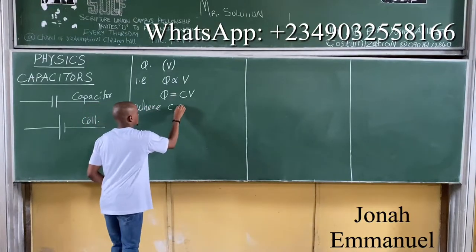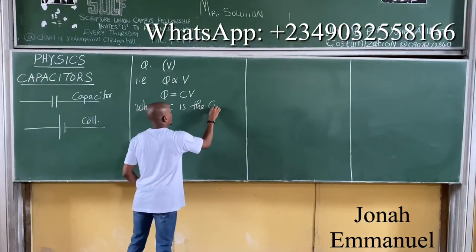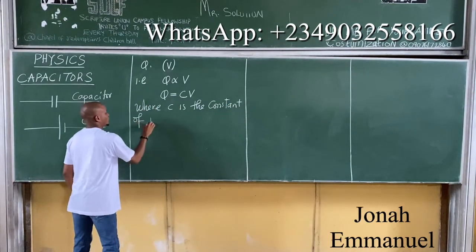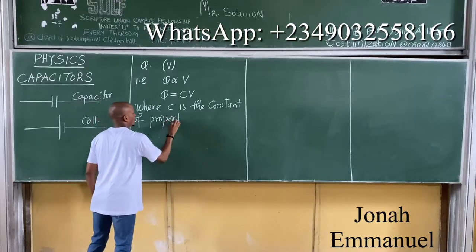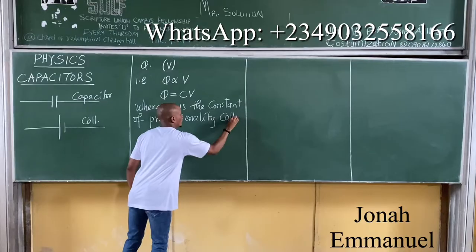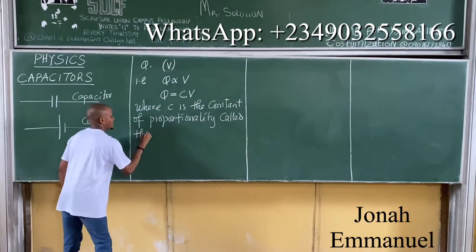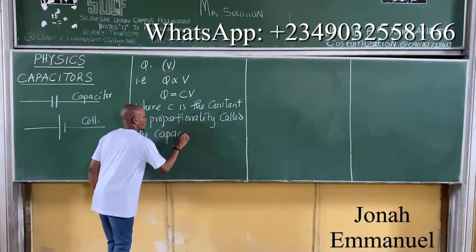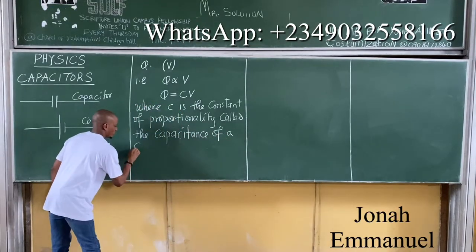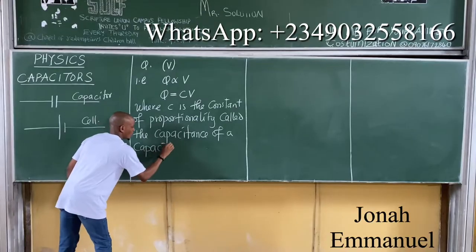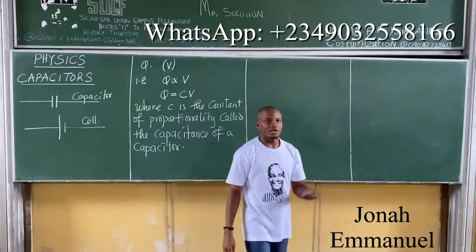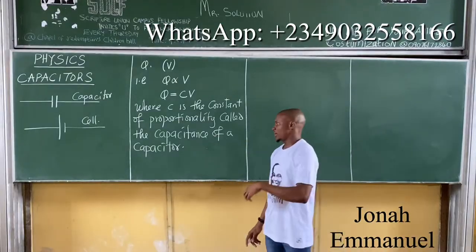Where C is a constant of proportionality, called the capacitance of the capacitor. Where C is a constant called the capacitance of a capacitor.